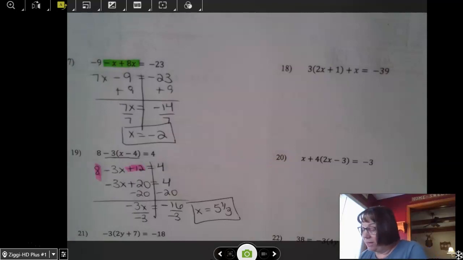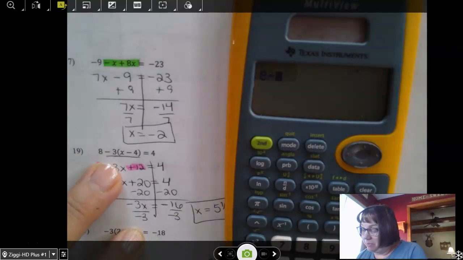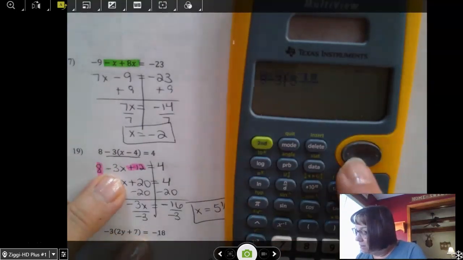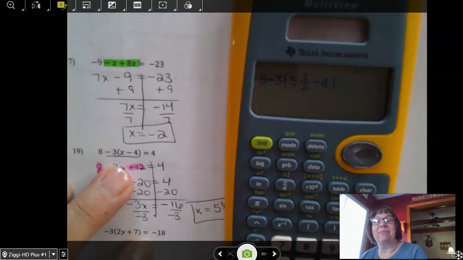So now let's check our answer. We're going to take 8 and subtract 3, parenthesis, 5 1/3 minus 4. And we should get 4. Yes.